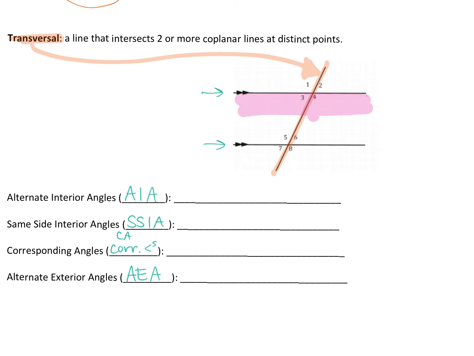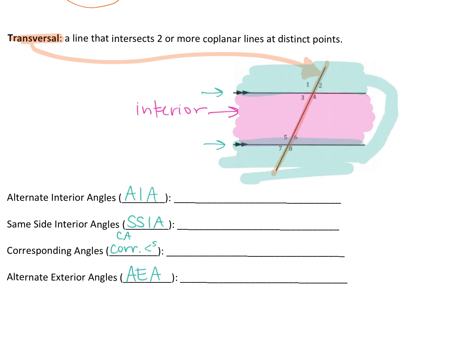Okay, so this right here, everything that's between the 2 lines, we call those the interior angles. Okay, so that's this whole chunk. Everything outside of that, here and here, we call that the exterior.